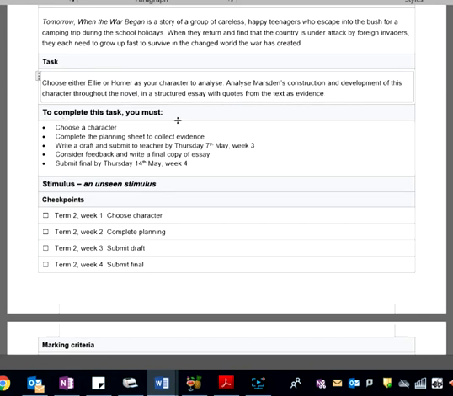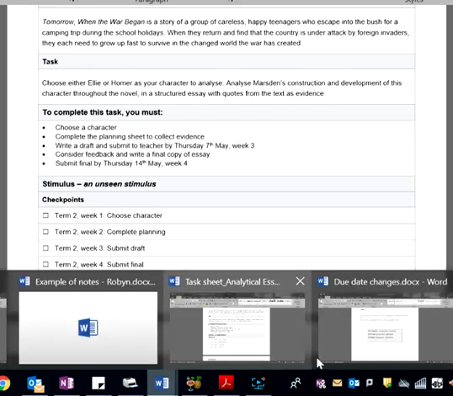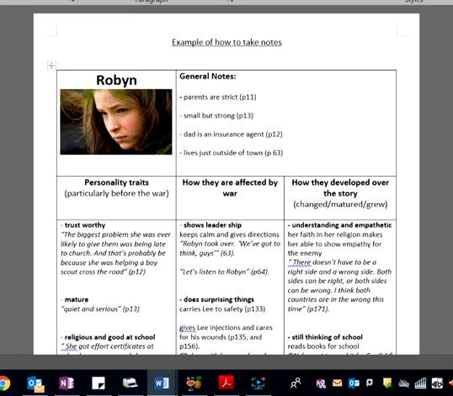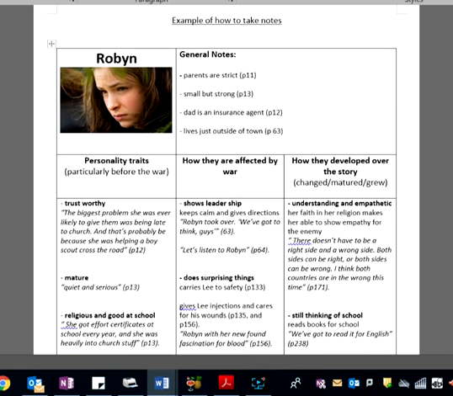To complete this task, you must choose a character. Awesome. Hopefully you've chosen either Ellie or Homer already. You need to complete the planning sheet to collect evidence. The planning sheet looks like this. Now this is my example. This is obviously my example of Robin. Now yours will say Ellie or Homer.